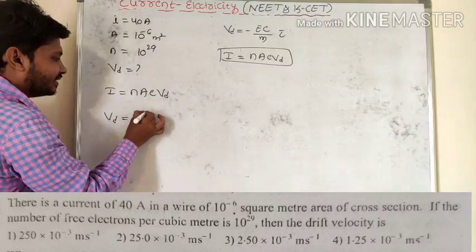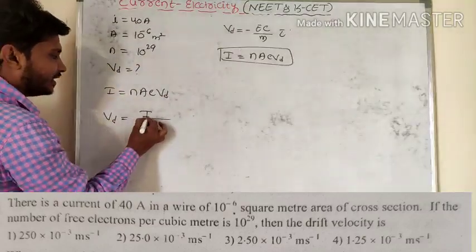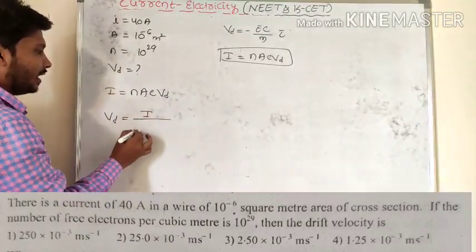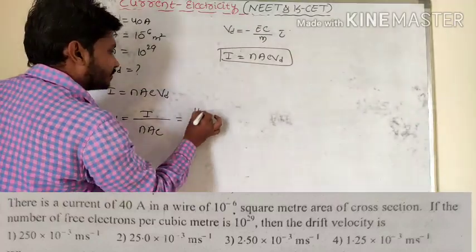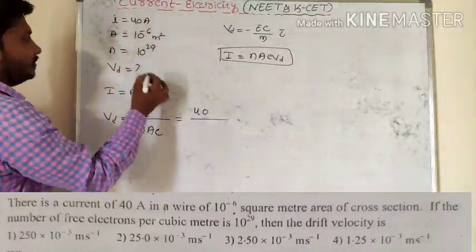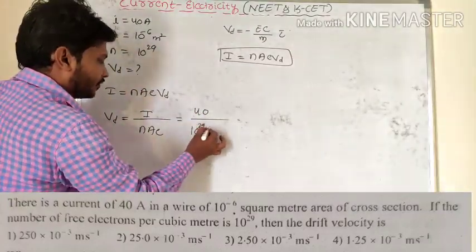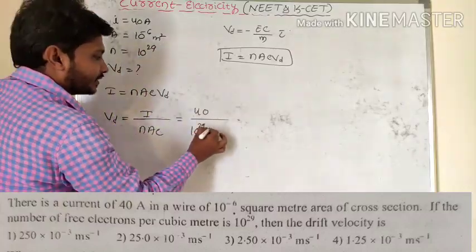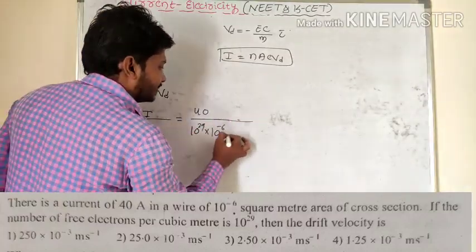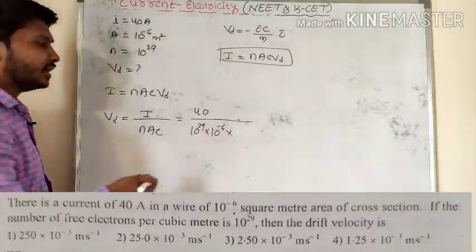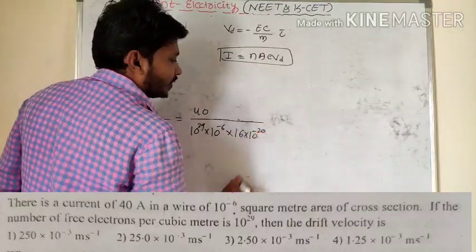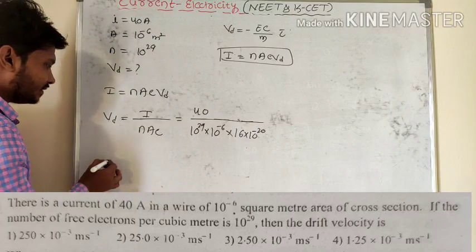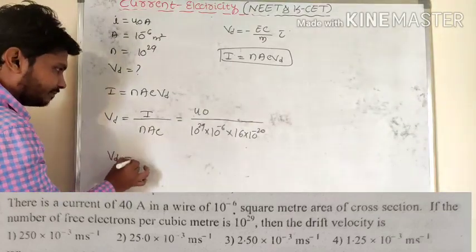V of d is equal to I divided by n into A into e. The current value is 40 amp, n is 10 to the power of 29, the area of cross section is 10 to the power of minus 6, and the charge on the electron is 1.6 into 10 to the power of minus 19. So simplify this equation.